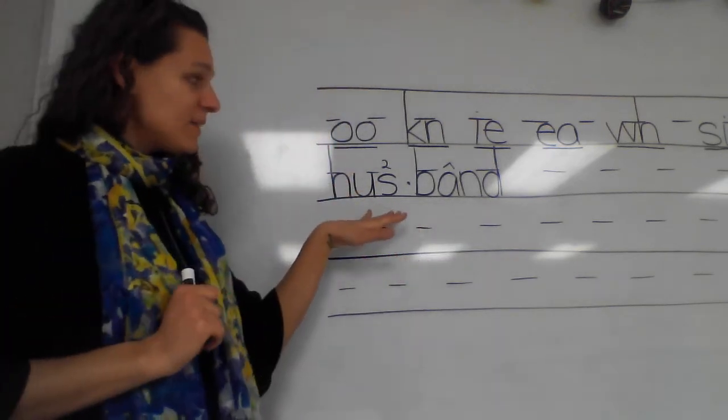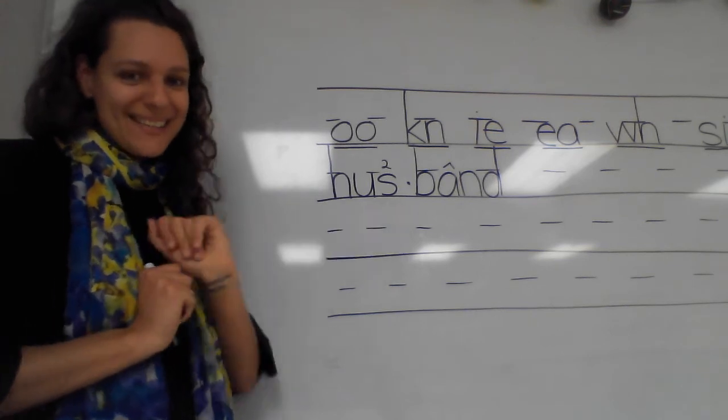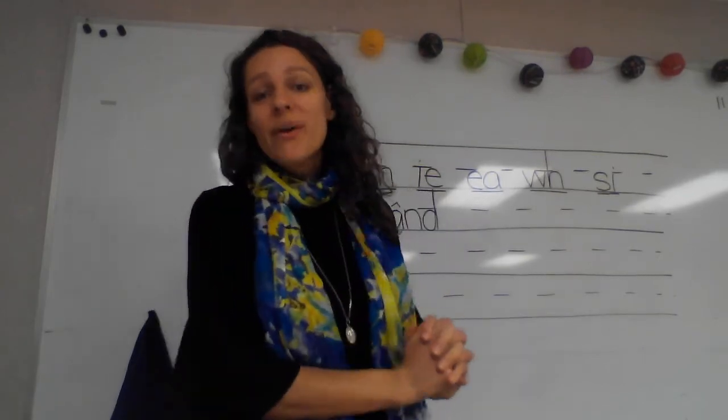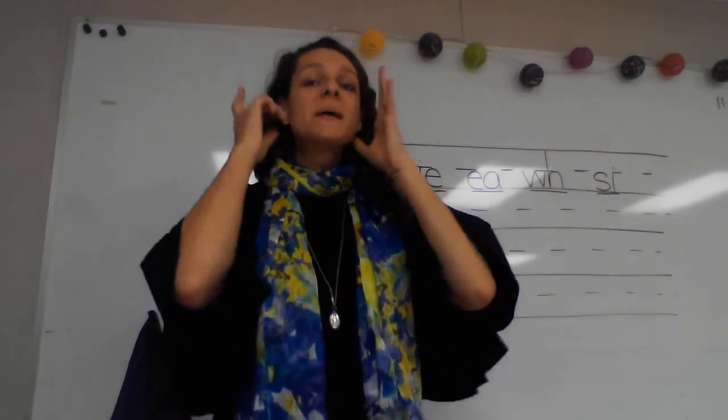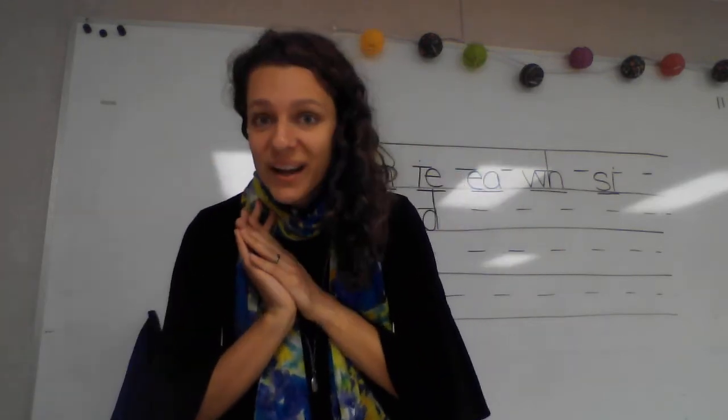All right, one more time. How do we say this to spell it? Good. Husband is how we say it to spell it. All right, the next word, this is one of my favorite words. The next word is book. Class, what's the word? Good. Book. You are reading my favorite book.